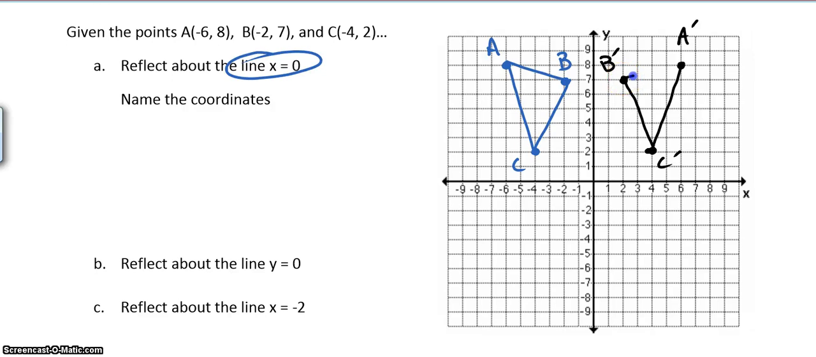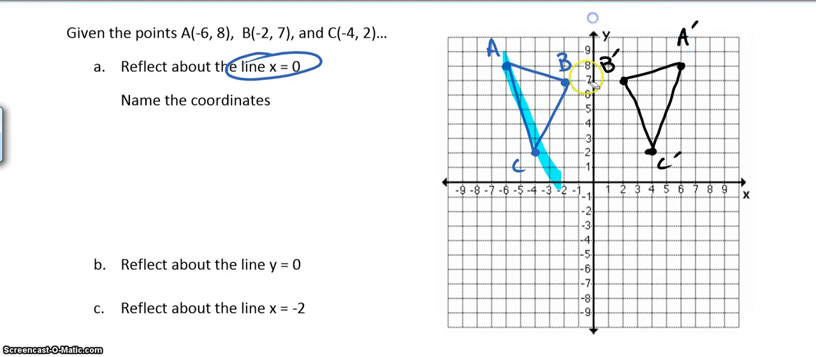Now, if you think about it and really look at that, it's exactly what happened. B flipped here, and then this whole segment here kind of flipped around and went to that side. So all we did was reflect the entire image about that line. And it wants us to name our new coordinates. So we're going to say A prime is (6, 8).